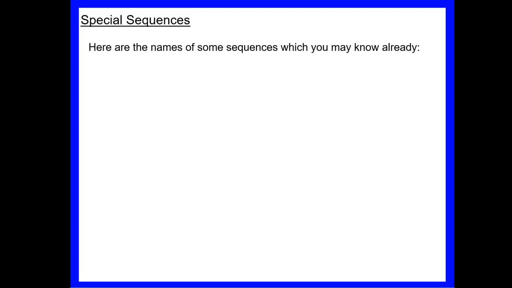Some sequences you might know already. So some of our sequences have their own names. So this sequence here, hopefully we know, are even numbers. This one might also be called multiples of 2 or the 2 times table as well. This one then are the odd numbers.